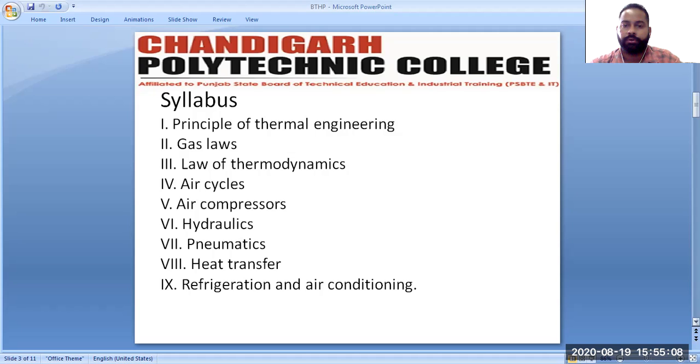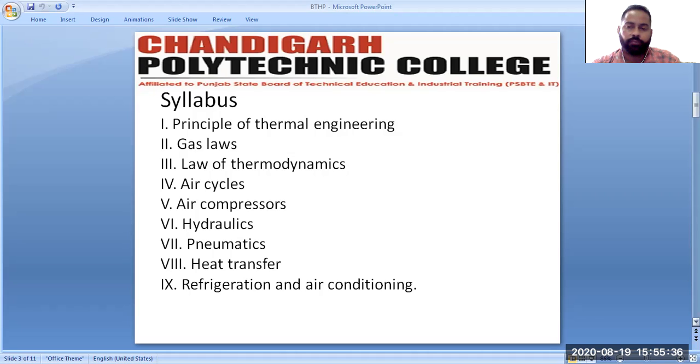In the second chapter, students will learn various gas laws: Boyle's Law, Charles' Law, Joule's Law, characteristic gas equation, gas constant, universal gas constant. In the third chapter, the student will learn the zeroth law of thermodynamics, irreversible process, first law of thermodynamics, second law of thermodynamics, thermal efficiency and heat pump, heat engine and heat sink.